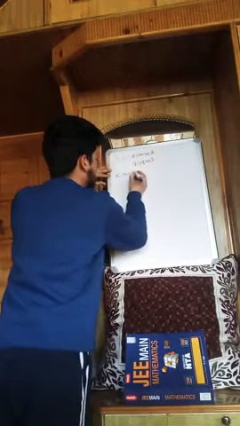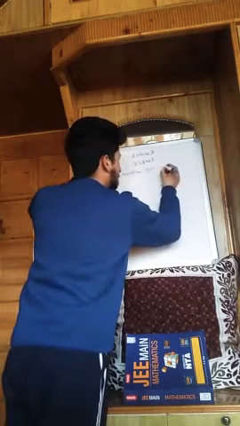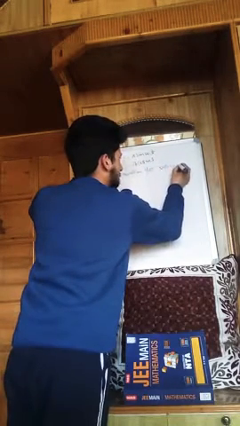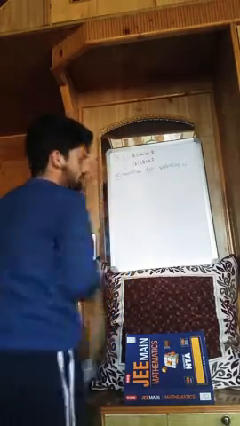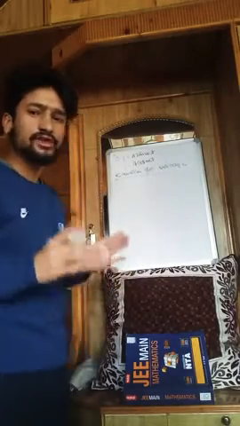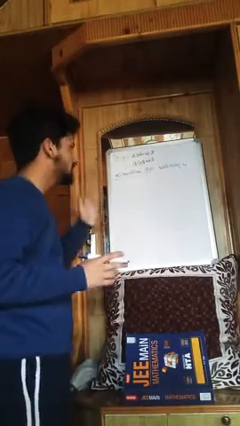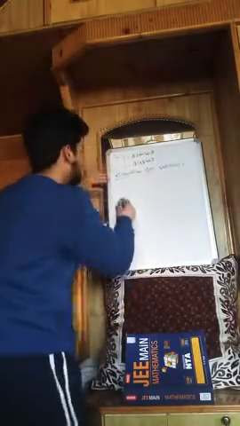Equation for velocity. So as you know, velocity is actually the rate of change of displacement. So we can just calculate velocity by simply differentiating the equation of displacement.